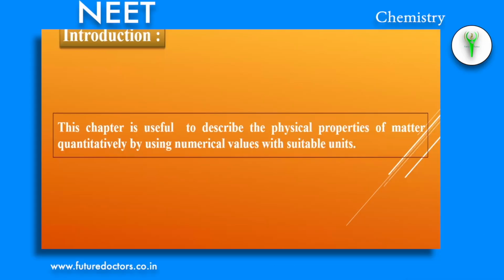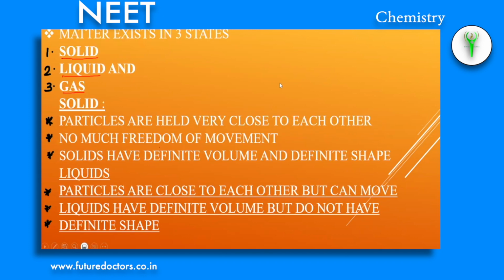So this chapter is useful to describe the physical properties of matter quantitatively by using numerical values with suitable units. In this chapter, we are going to study about matter. Do you know what matter is? Matter is anything which occupies space and has mass. It is called matter. Matter exists in three states. What are the three states? Solid state, liquid state, and gaseous state.